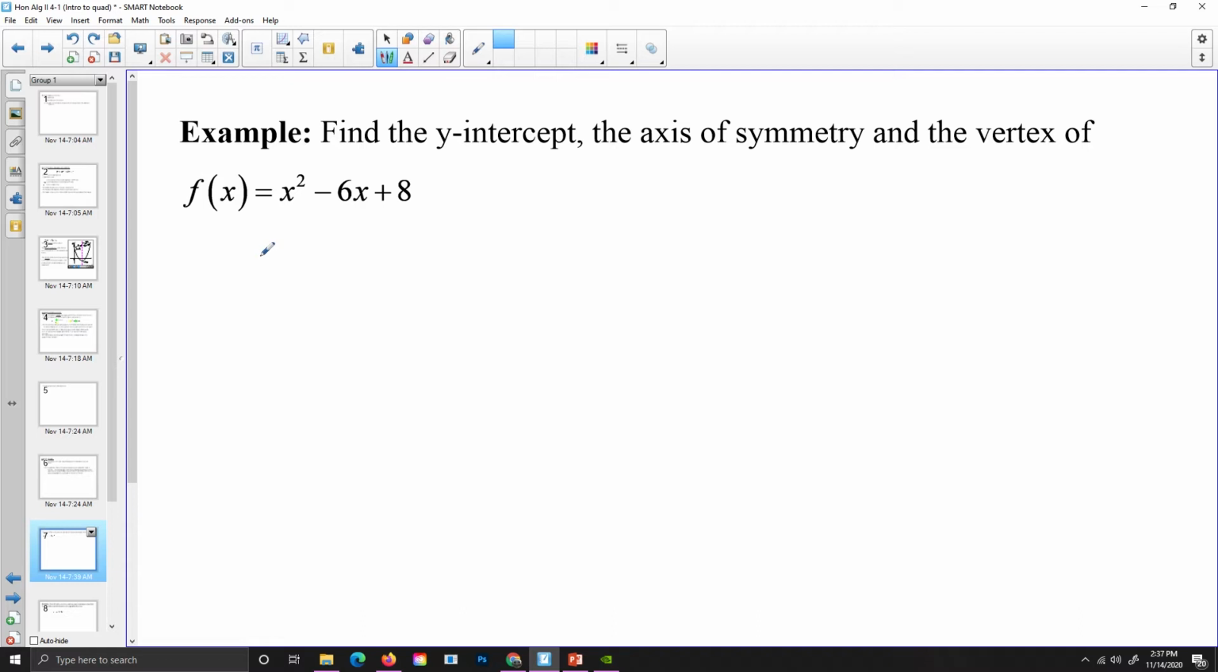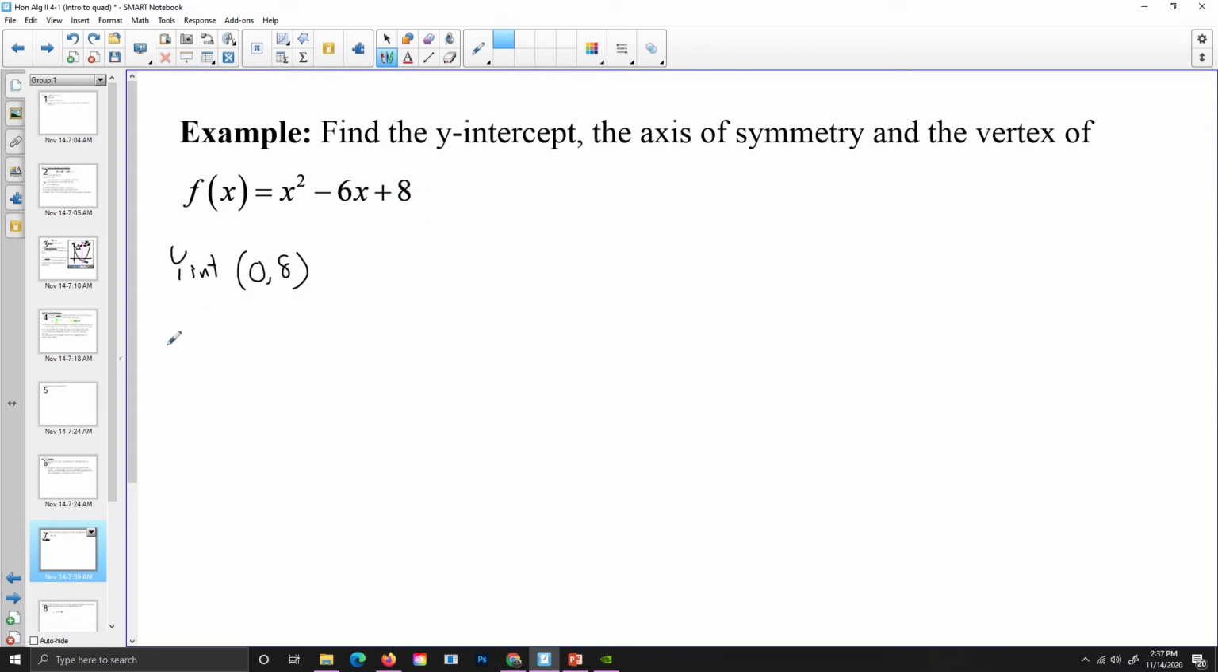So some examples to finish. In this example, we're asked to find the y-intercept, the axis of symmetry, and the vertex of this function f of x equals x squared minus 6x plus 8. So we want to find the y-intercept. The y-intercept is always this constant value, and we know that because when we plug in 0 for x, this first term becomes 0, this second term becomes 0, and the final value that's left is just 8.